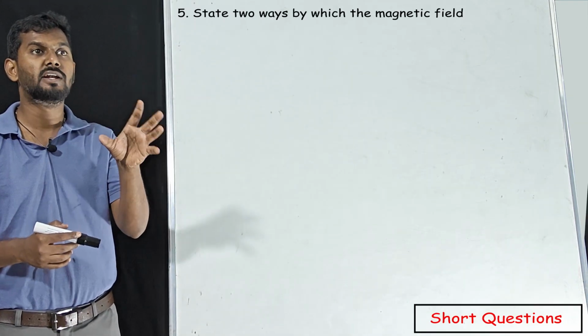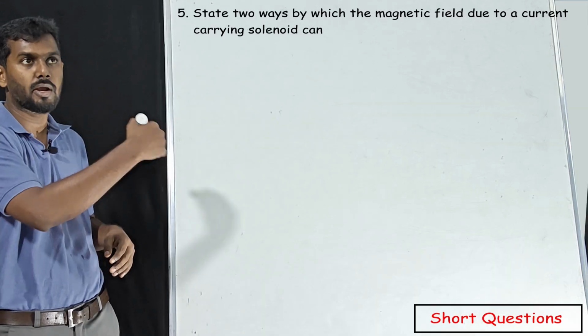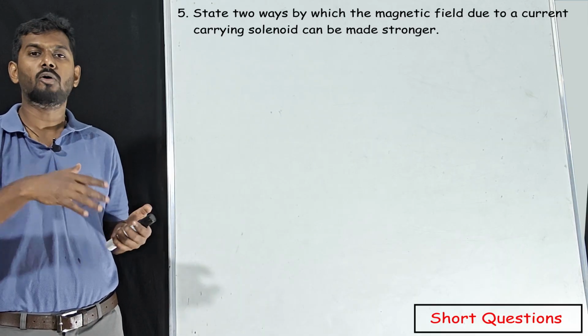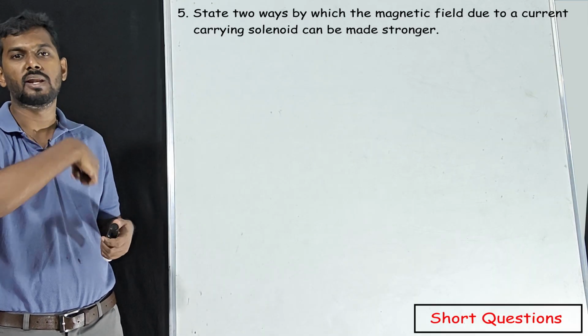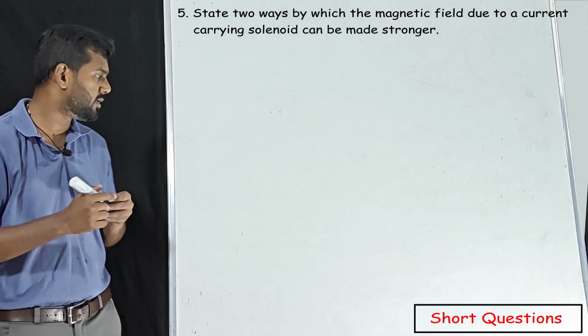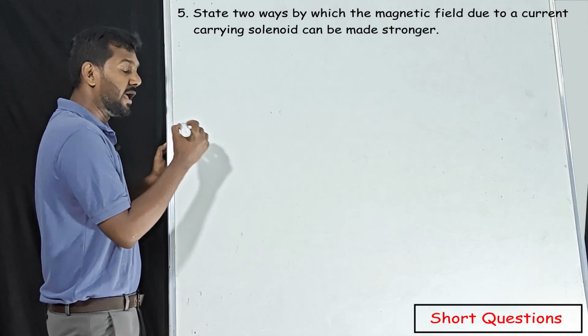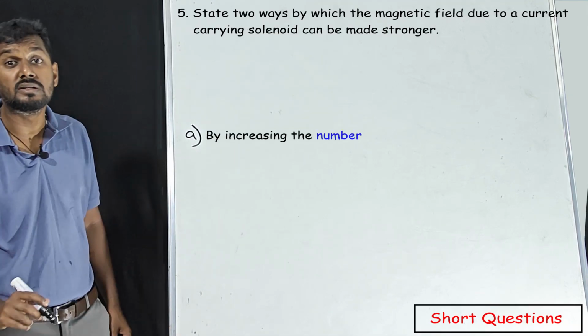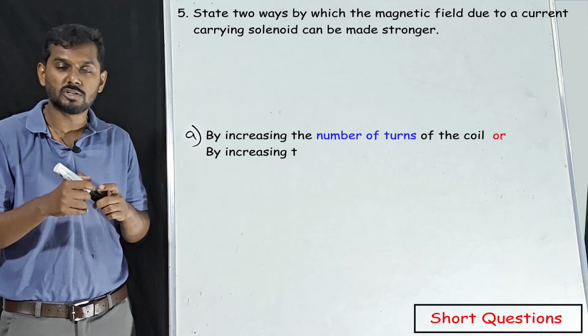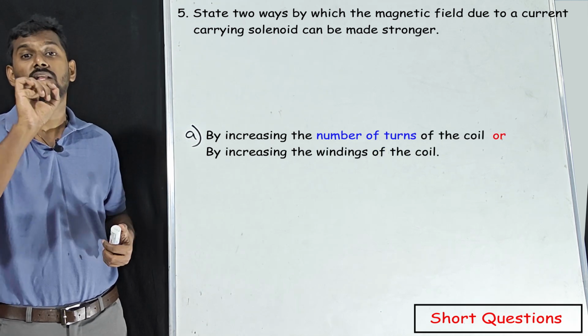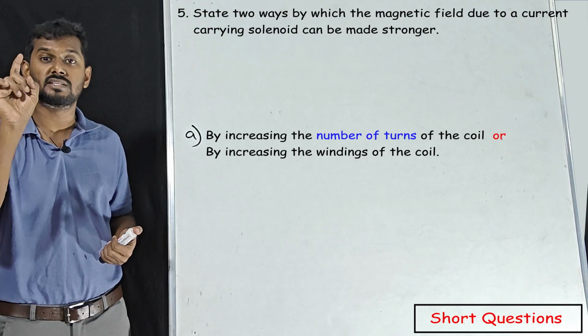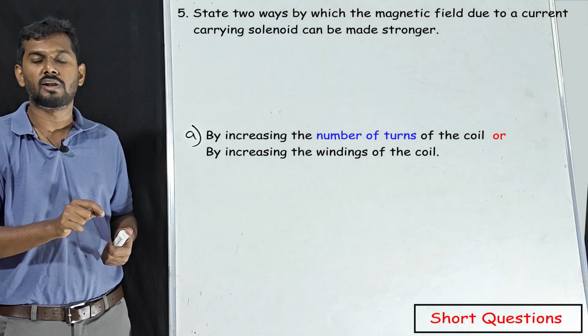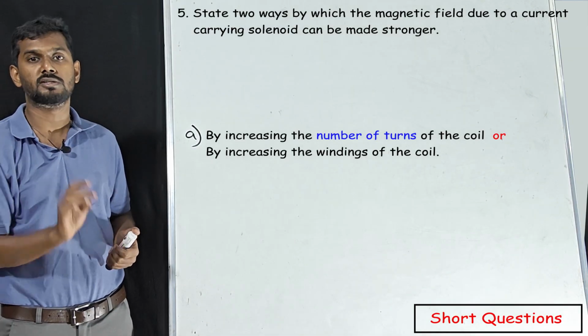Our next question: state two ways by which the magnetic field due to a current carrying solenoid can be made stronger. How to make the magnetic field stronger in a solenoid? Very simple. The first one is increasing the number of turns of the coil. Here most of the students will go wrong on how to write. The way of writing the answer is also important.